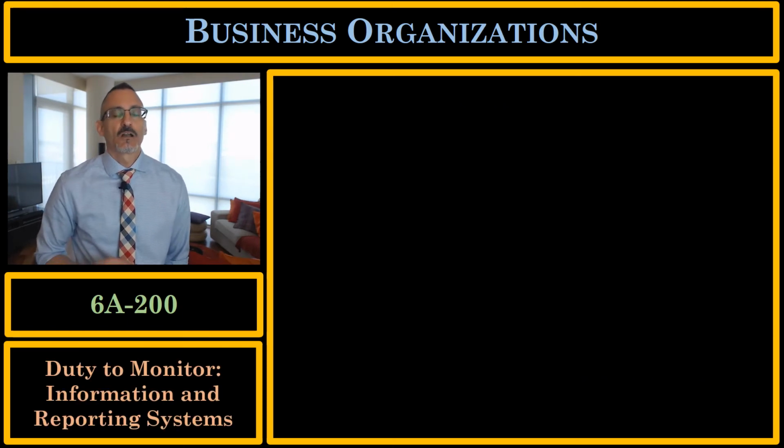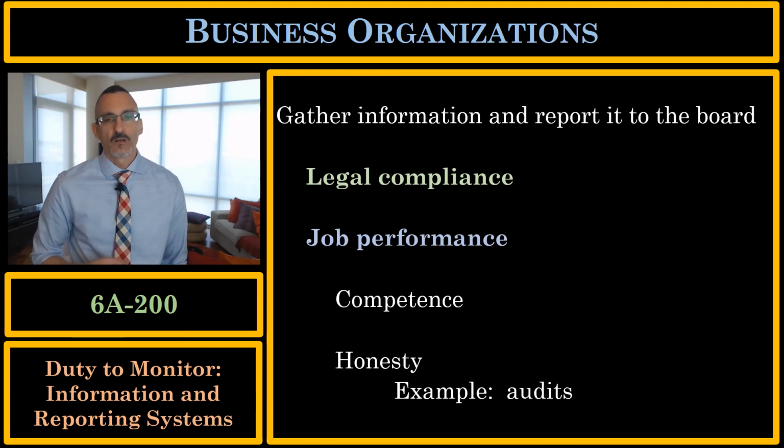All right, let's talk about information and reporting systems. What is an information and reporting system? Well, most corporations have this, and they should have information and reporting systems. It's a way to gather information from the lower levels of the corporation and make sure it goes up to the board so that the board can be aware of what's going on in the corporation, right? Normally, it involves issues of legal compliance.